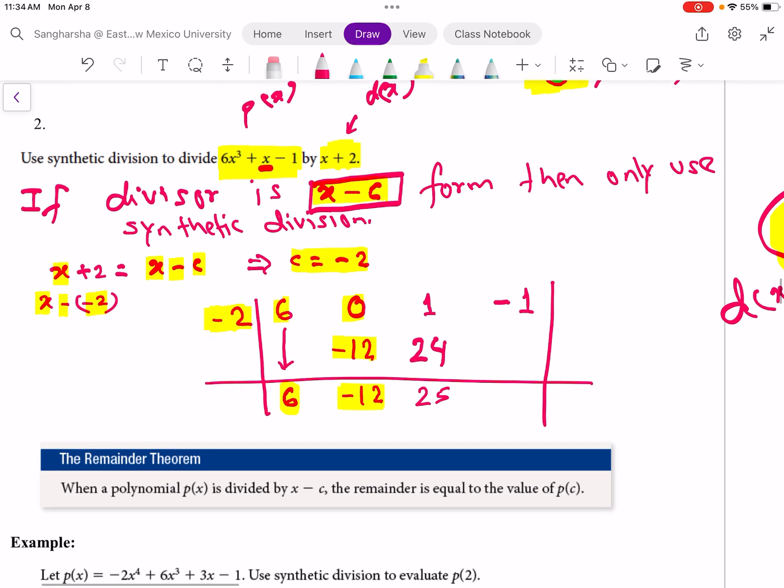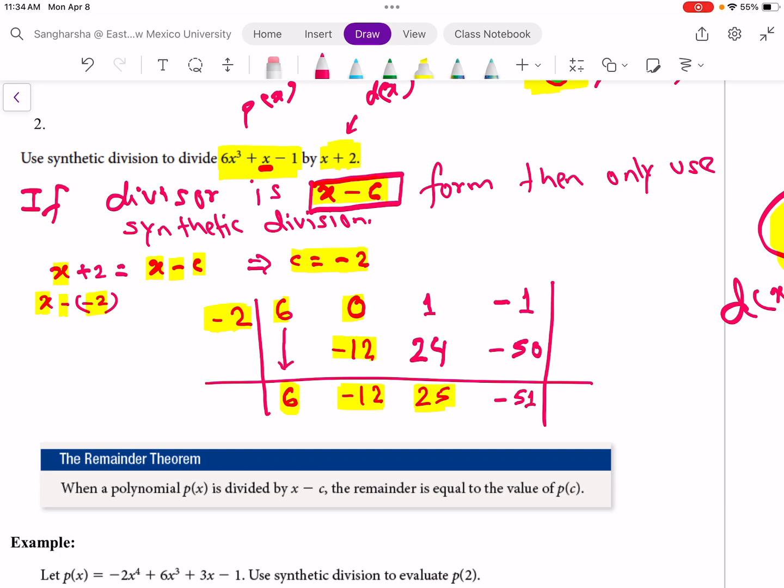We repeat the same. So you multiply this 25 and this c, -2. 25 times -2 is -50. And write it below the next coefficient. We do not change sign. 1 is negative, 50 is negative, and this is -51.